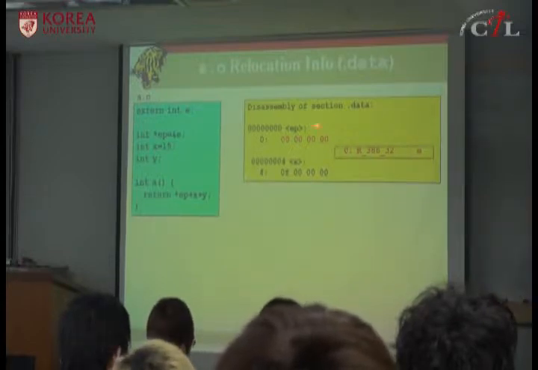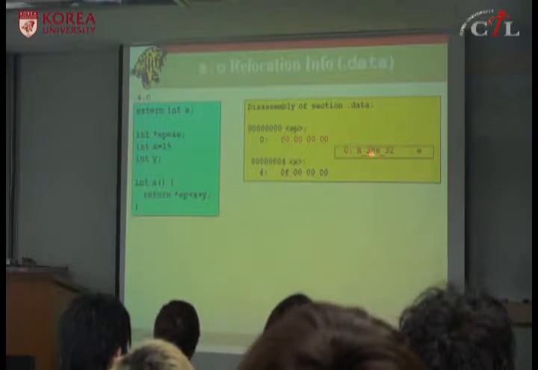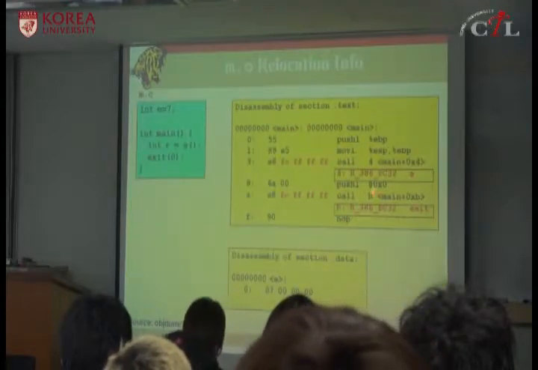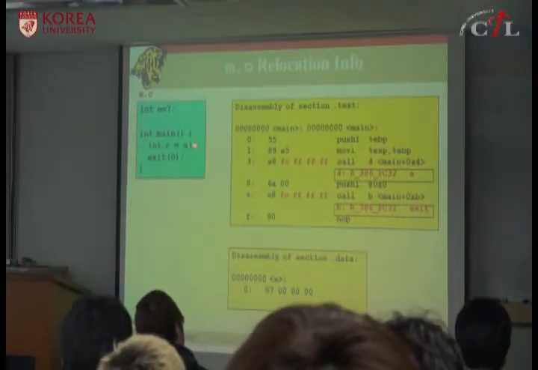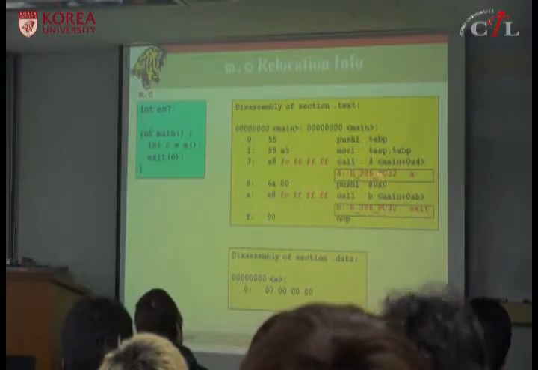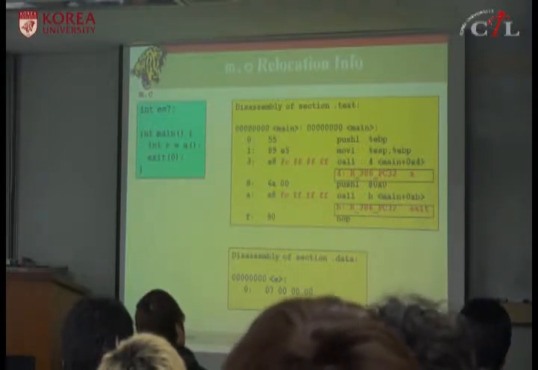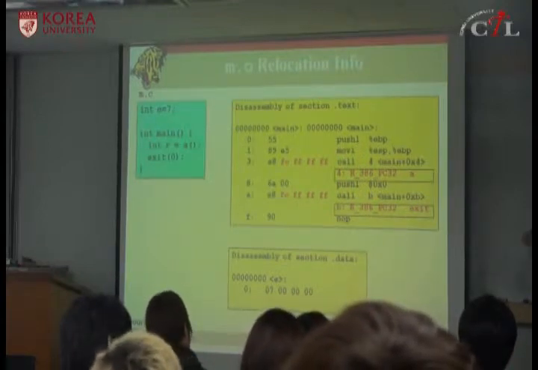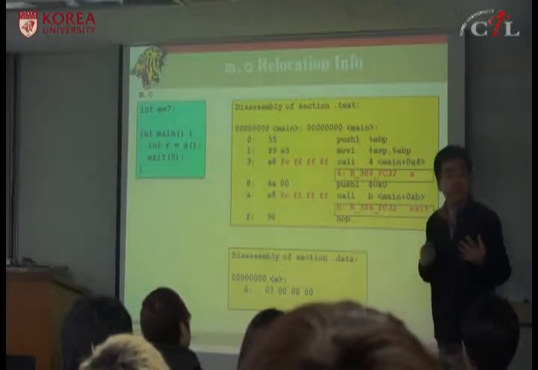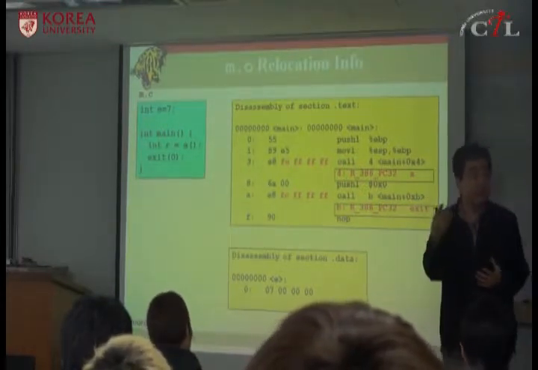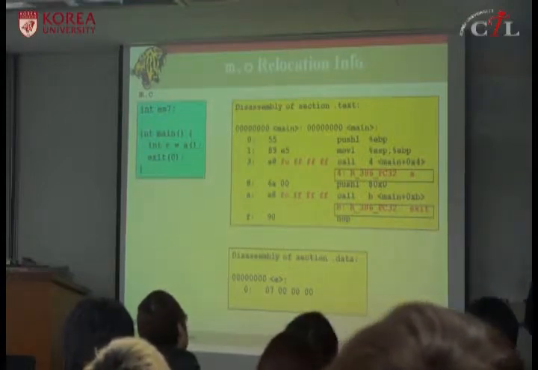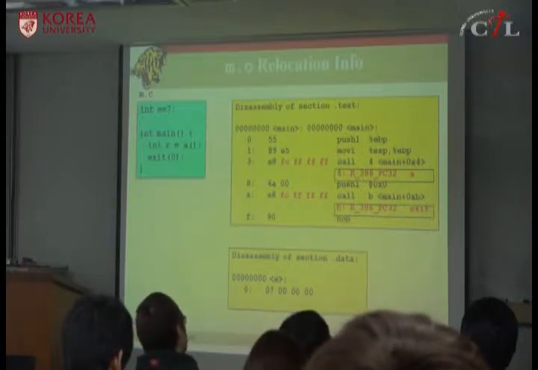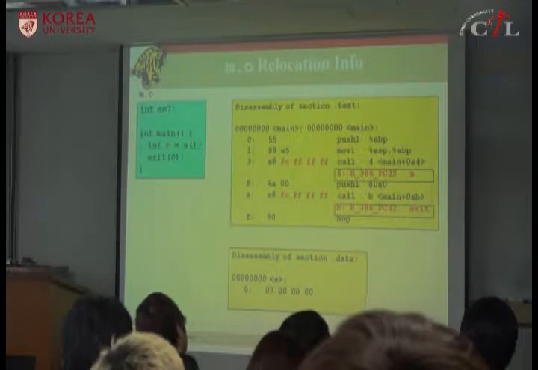For data address, they use this R386_32 absolute address. For function address, such as calling to A or exit, they use PC relative addressing. It needs to be changed by the linker. Using this relocation information, linker is trying to resolve these symbols in other source files, and they try to find the definition. And after they merge together, their absolute address is determined. And then you can change these addresses. Okay? Okay.